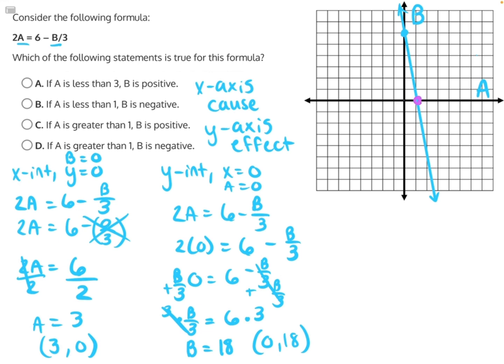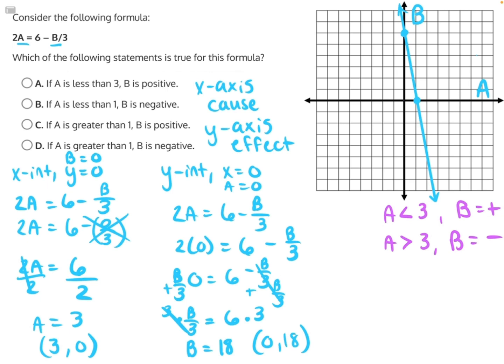If we focus on the x-intercept, we can see that everything less than this x-intercept has positive y values or positive b values. So we can say when a is less than 3, b is always positive. On the other side, all the values that are greater than a equals 3 have negative b values or below the x-axis. So we have when a is greater than 3, b is negative. And this will help us find our correct answer. So now let's take a look.